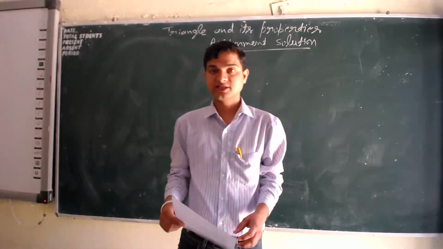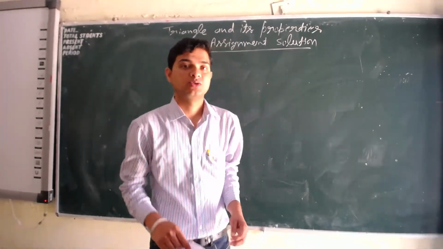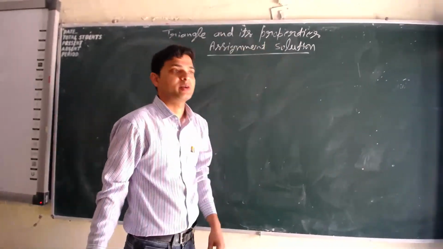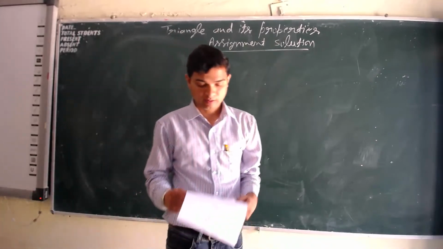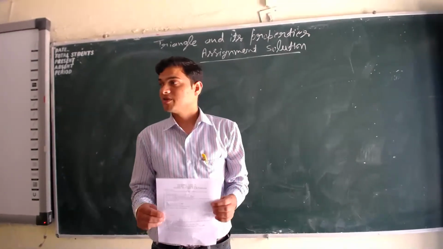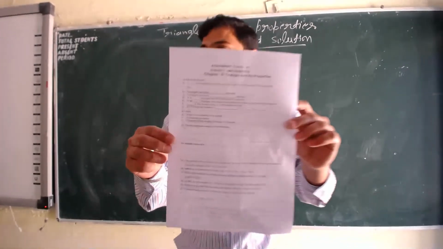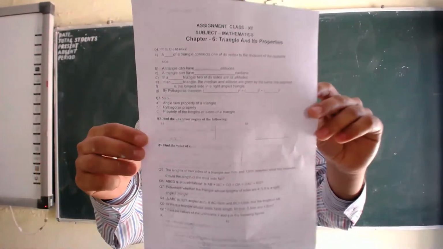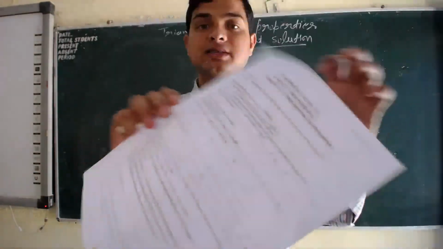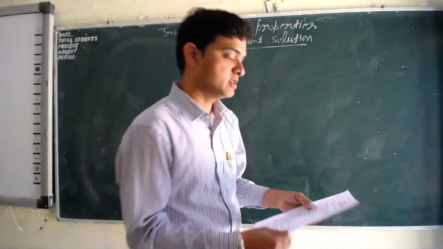Today we will discuss the assignment on triangle and its properties. That is your sixth chapter of your mathematics book. Okay. I will show you the assignment, this is your assignment, and now we will discuss the solution of this assignment.